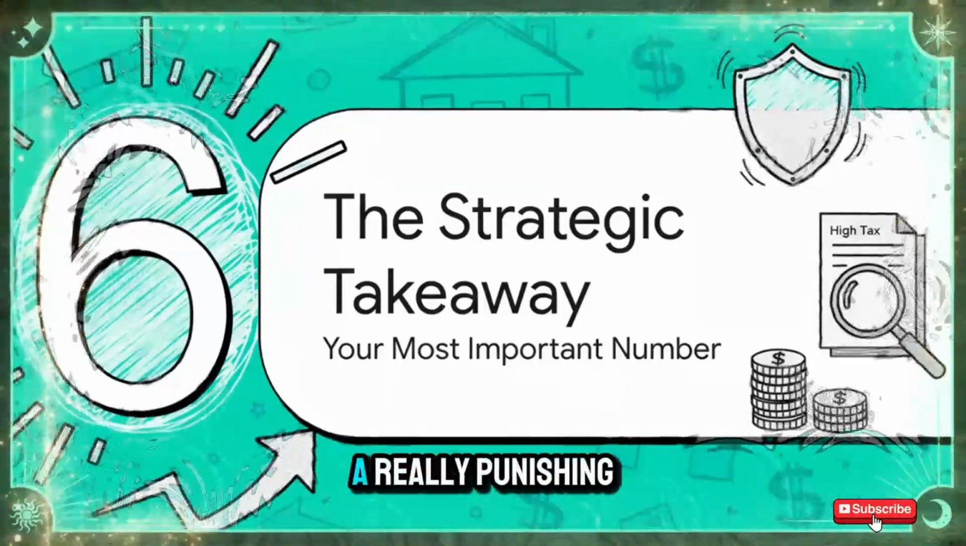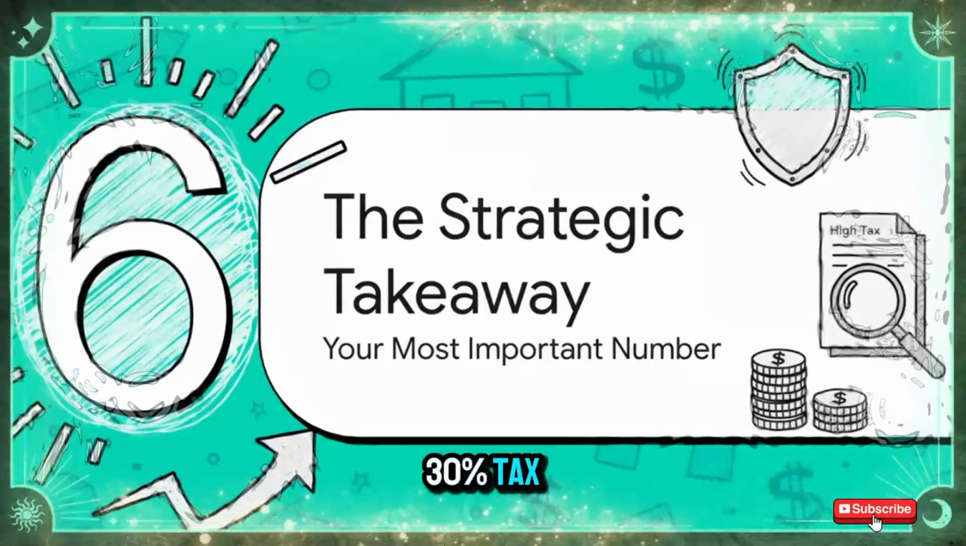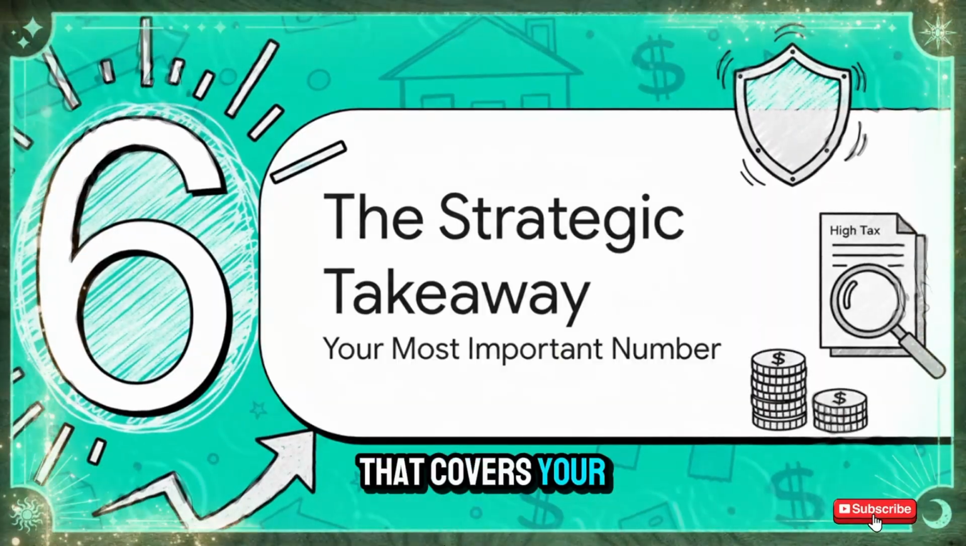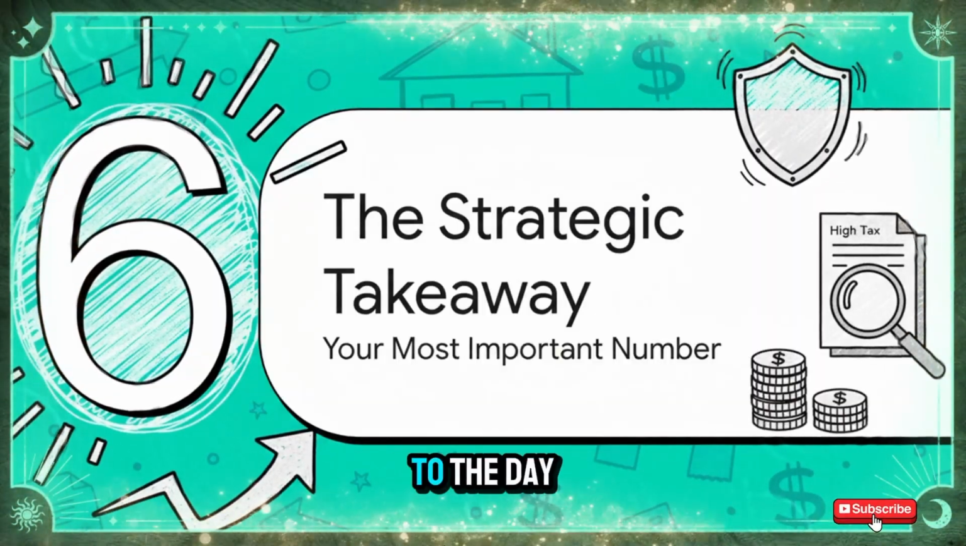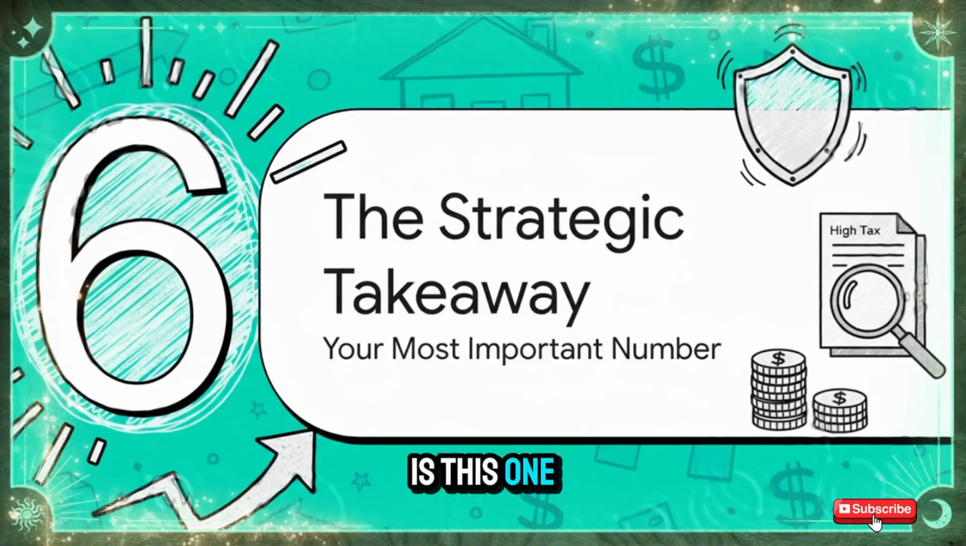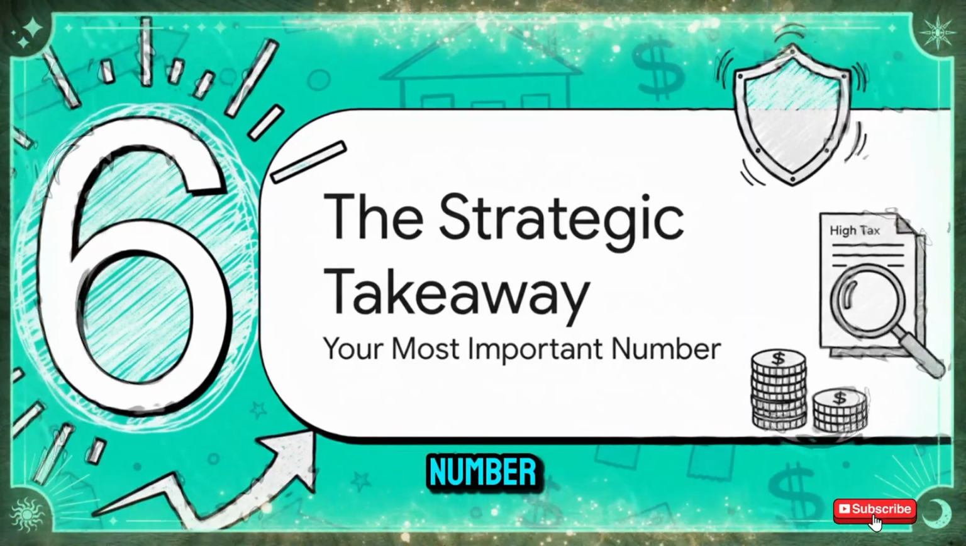So, let's wrap this all up. We've gone from a really punishing 30% tax all the way to a sophisticated strategy that covers your investment from the day you buy it to the day you sell it. And right at the center of all of it is this one little 9-digit number.